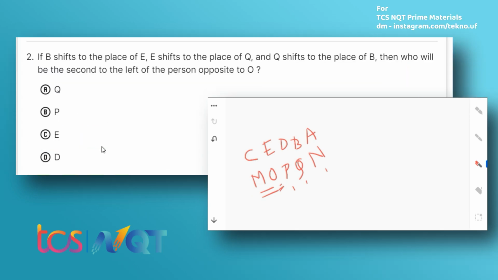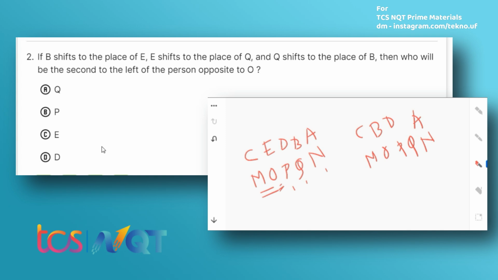If B shifts to the place of E, E shifts to the place of Q and Q shifts to the place of B, then who will be the second to the left of the person opposite to O? So they are not interchanging, they are shifting. Okay, that means let me write it. So C E D B A M O P Q N. Okay, so B shifts to the place of E, right? B shifts to the place of E.